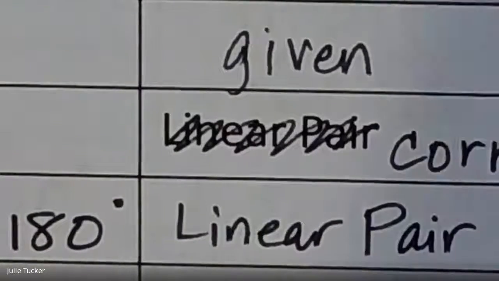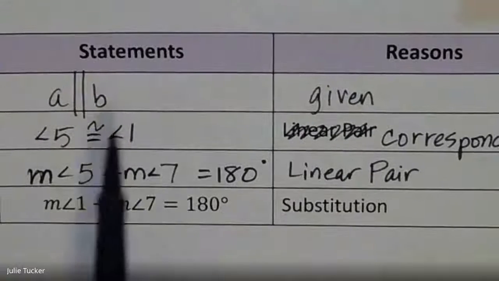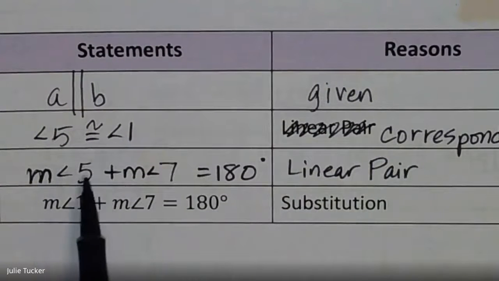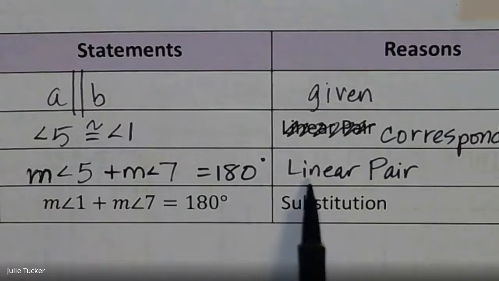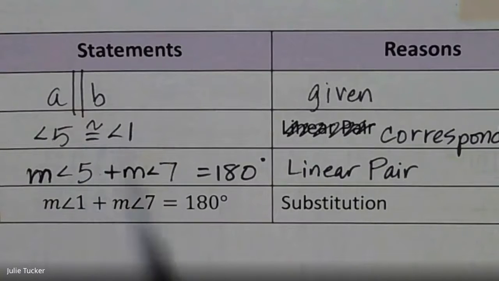Okay, so now we have it done. We have angle 5 congruent to angle 1 by corresponding. And then you have your 5 plus 7 is 180 by linear pair. And if you put these two statements together, you can do your substitution.